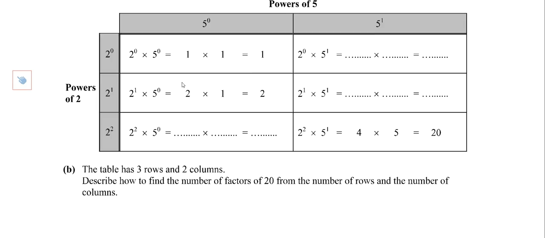So we have to look at it and not just answer the questions, but look at what they're trying to tell us. So we've got 2 to the power of 0, 1 times 1, right? 2 squared is 4 times 1 is 4. We go 2 to the power of 0 is 1, 5 to the power of 1 is 5, so that's 5. 2 times 5 is 10. And the last one's done for you. What do you notice about the table?